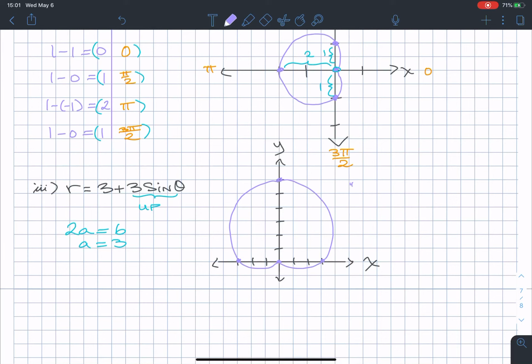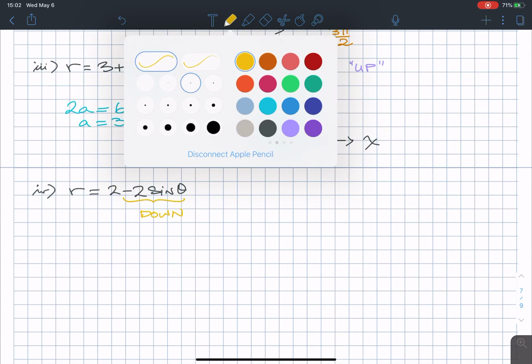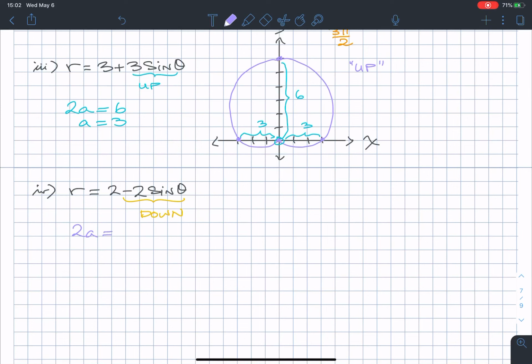So this is oriented up because it's positive sine. My large radius is twice a, or 6, because a is 3. And my side radii are each 3. And I intersect the pole. Okay, let's do the next one, number 4. So let's have radius be 2 minus 2 sine theta. Okay, because of the negative, I claim that this is down. So twice a, in this case, is 4, because a is 2.